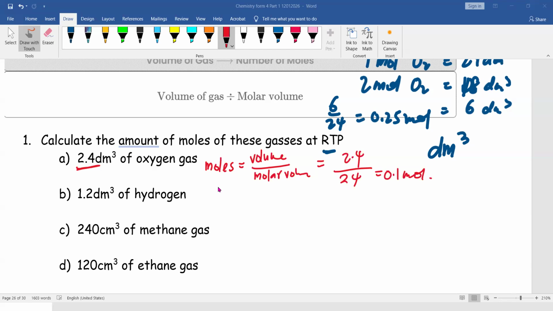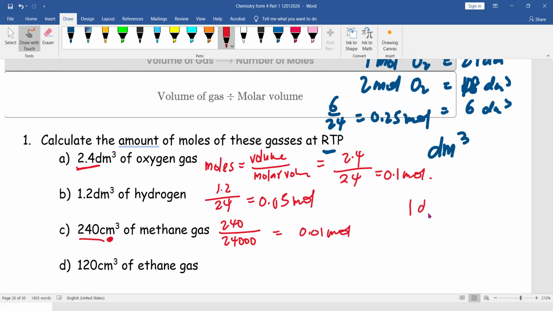So this one, volume over molar volume. How much do you get? 0.05. Okay, this one, volume is 240, but you cannot put 24 because it's centimeter cube. Must put the same unit. So you must put 24000. Get it? 0.01. Because 1 decimeter cube is 1000 centimeter cube. 24 decimeter cube is 24,000 centimeter cube.